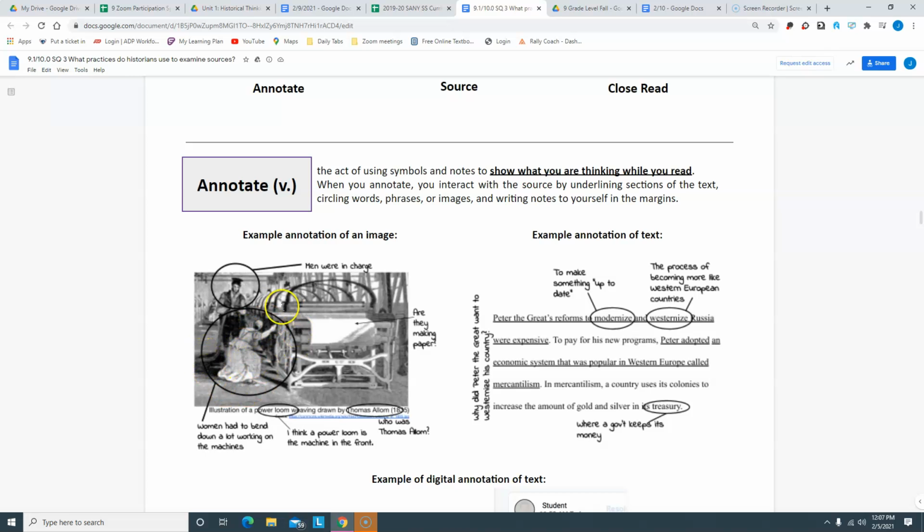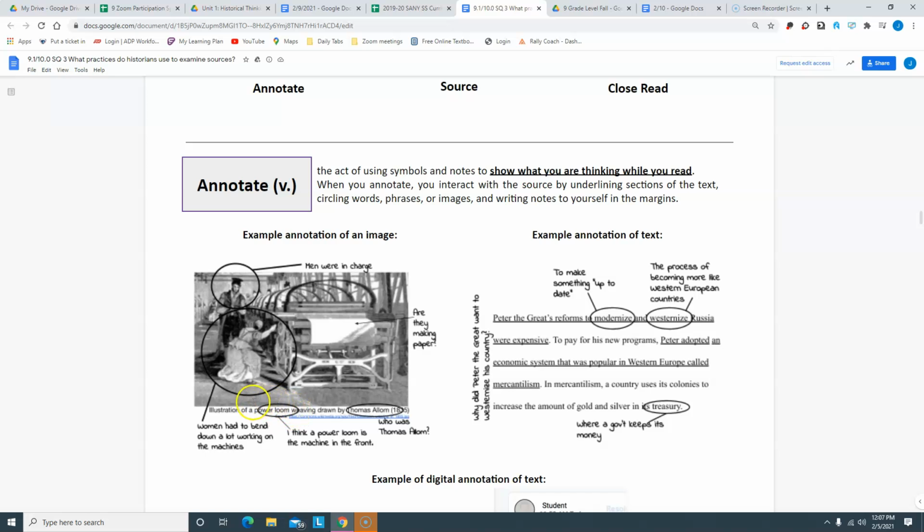This individual, a woman, is also circled. And down here it says women had to bend down a lot working on the machines. All right, so that's simply an observation. Maybe that at this point is all we're doing by circling her and noticing that she has to bend down. This person has also noticed the caption under the picture. It says illustration of a power loom weaving drawn by Thomas O'Larn.